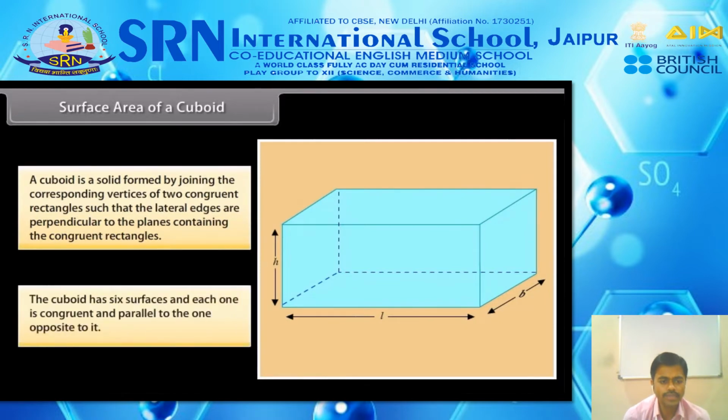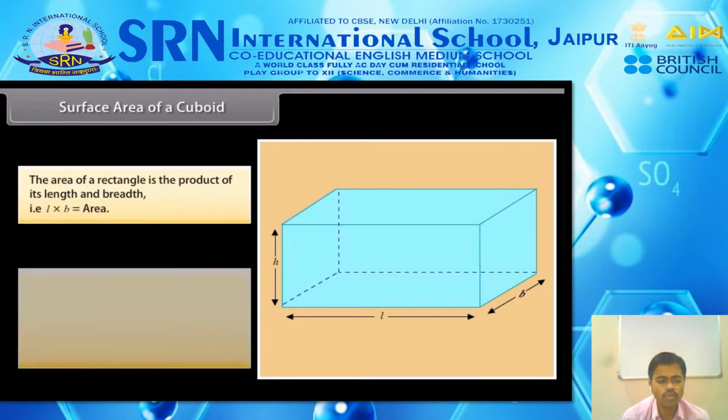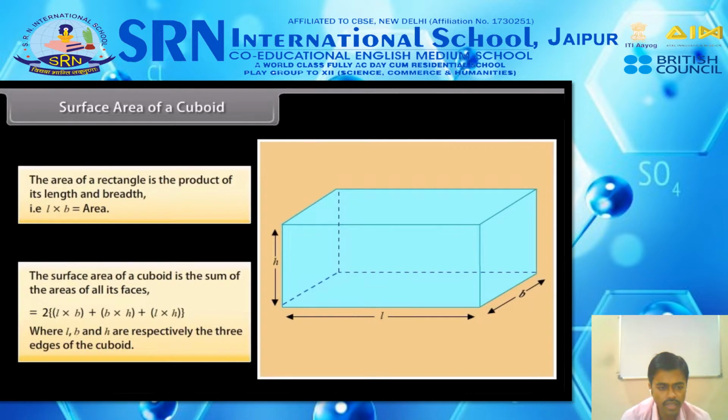The cuboid has 6 surfaces and each one is congruent and parallel to the corresponding side. The area of a rectangle is the product of its length and breadth, that is L into B, which is equal to area. The surface area of a cuboid is the sum of areas of all its faces. That is, twice of (L into B plus B into H plus H into L) will be the total surface area of a cuboid, where L, B and H are respectively the 3 edges of a cuboid.